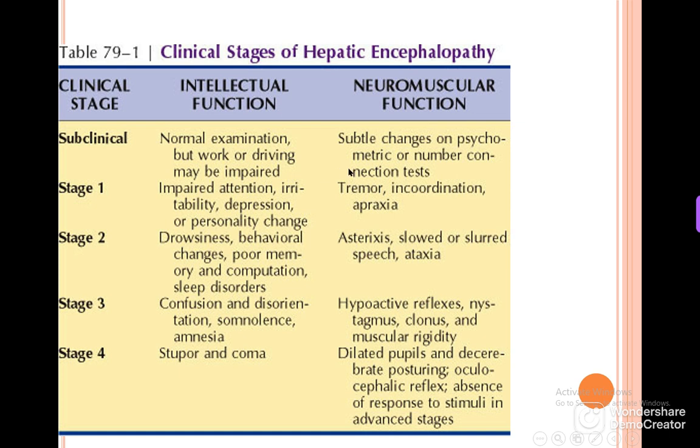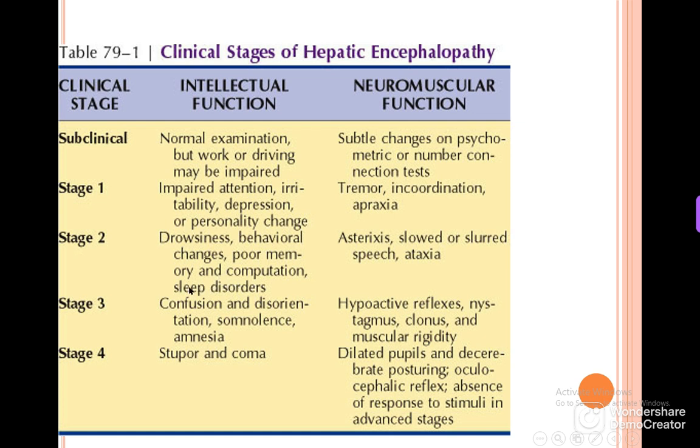Then in stage 1, impaired attention, irritability, depression or personality change will occur. On examination you find the tremor, that is asterixis, flapping tremor, incoordination of muscle movement, and apraxia. Apraxia means that he knows how to do the work, but he can't do it. Stage 2 is drowsiness, behavioral changes, poor memory and computation, sleep disorder. Here comes the problem of sleep.